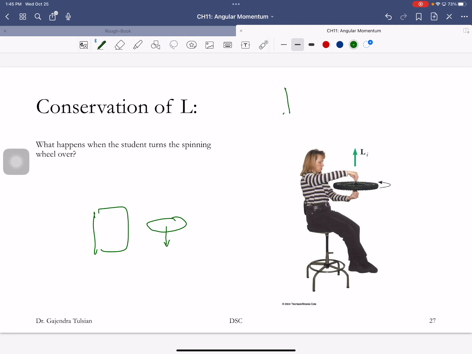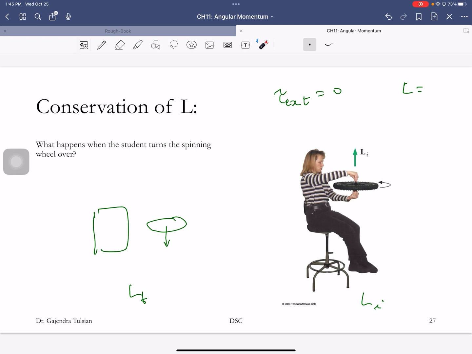The torque of the force of gravity and the normal forces are 0. The external torque on this system is 0. So what did we say? L has to be constant. Initial L should equal final L. You guys understand? But here's the wheel where the angular momentum is pointing up, and you flipped it and it's pointing down now. It doesn't appear to be constant to me. What needs to happen?